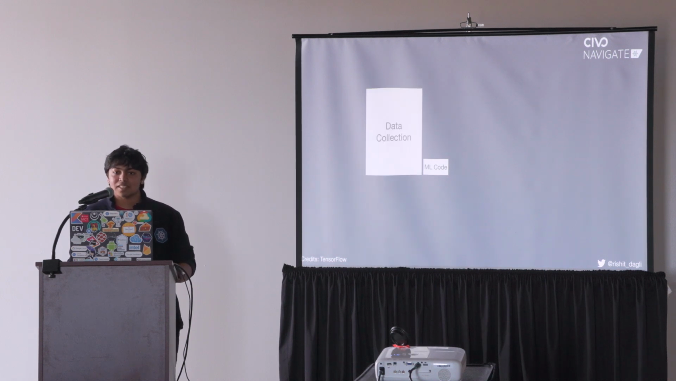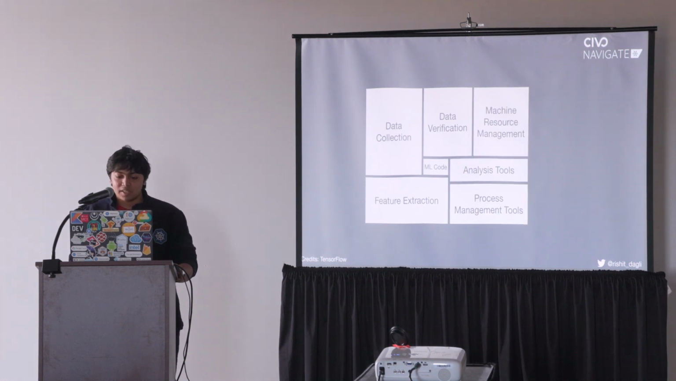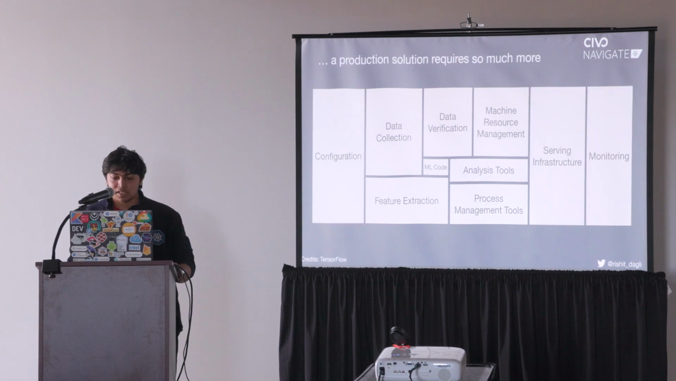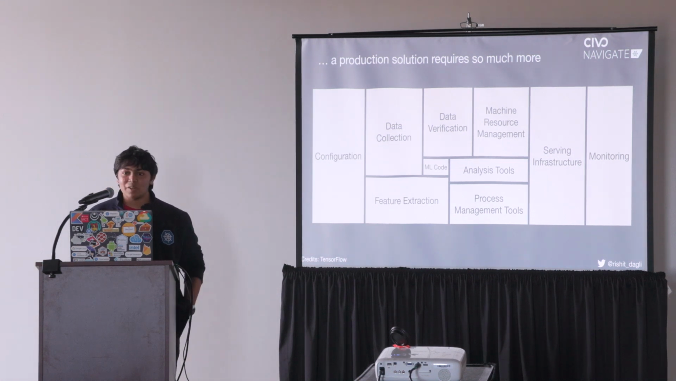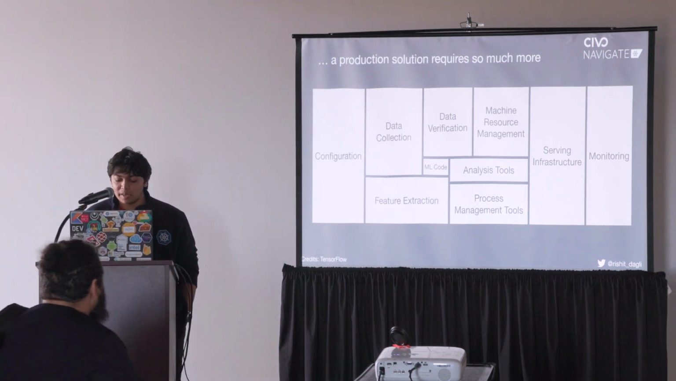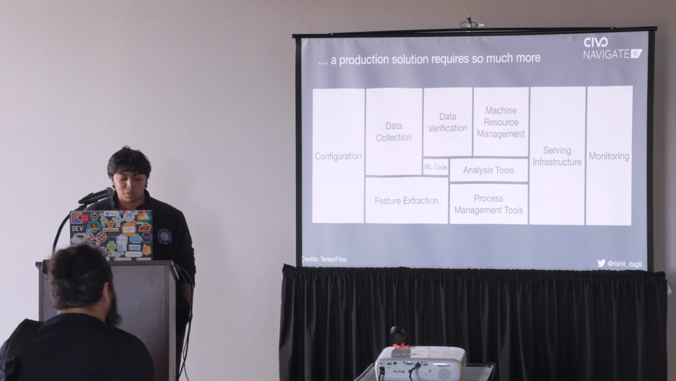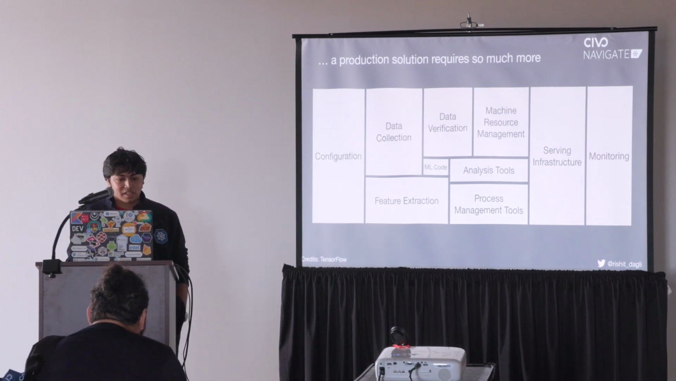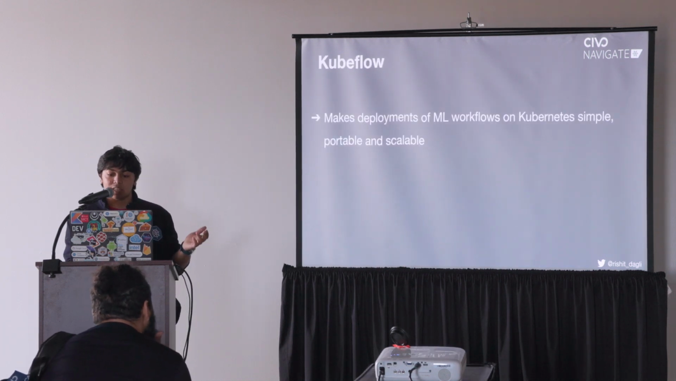But then there is data collection. And once you collect the data, you have to do data verification, feature extraction, and then your friend comes and tells you that you have to do all of this infrastructure related stuff. And then you have to deploy the model, which is even harder than the machine learning code. So it is quite hard to deploy models, isn't it? And it's even harder to deploy end-to-end machine learning applications, not just models. So a production solution requires much more than just machine learning code. This is quite hard to do, and Kubeflow helps you do exactly that.